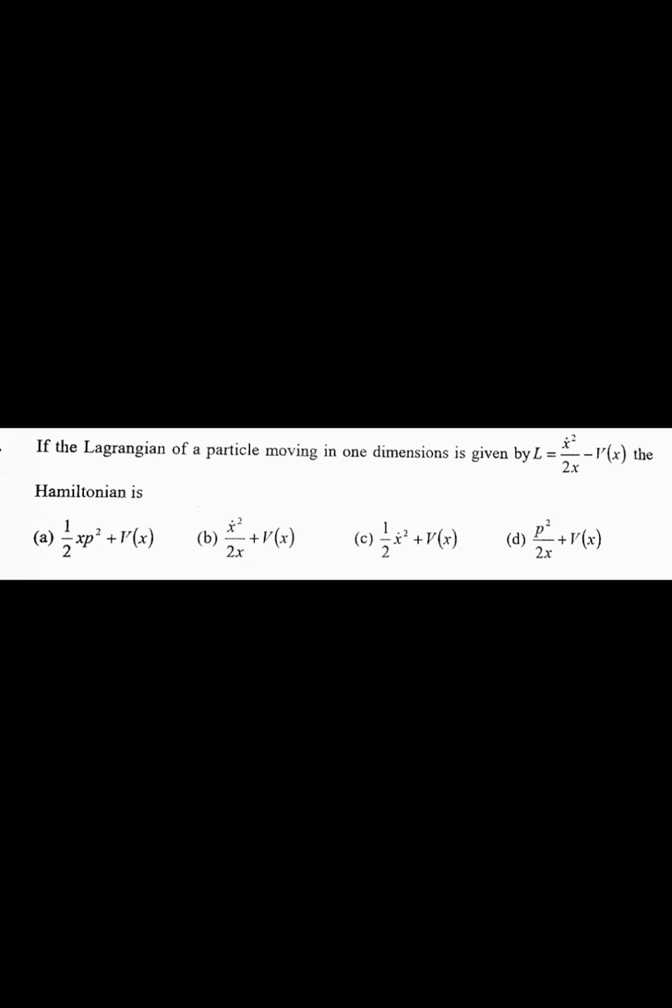Also we have been given the Lagrangian. From there we can calculate ∂L/∂x dot, which is equal to p_x. That implies x dot by x is equal to p_x, that is x dot is equal to p_x x. Substituting these values in the Hamiltonian, we get H is equal to p_x x dot minus x dot square by 2x plus V of x. That is H is equal to p_x into p_x x minus p_x x by 2x into p_x x plus V of x. That is H is equal to p_x square x by 2 plus V of x. So the option is A.